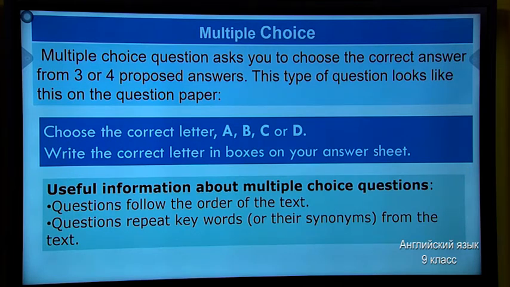So, useful information about multiple choice questions. Questions follow the order of the text. Questions repeat keywords or synonyms from the text. I think you understood how to choose multiple choice.